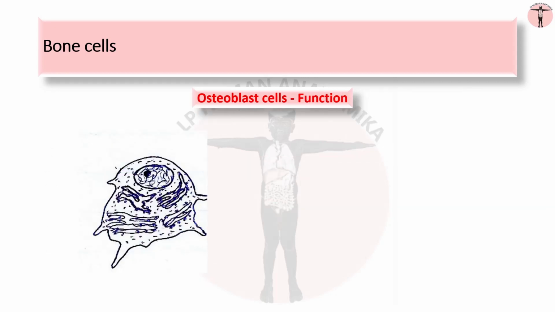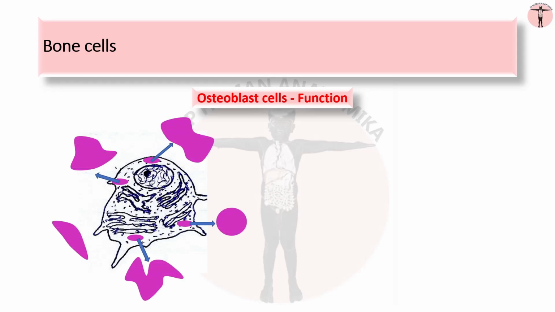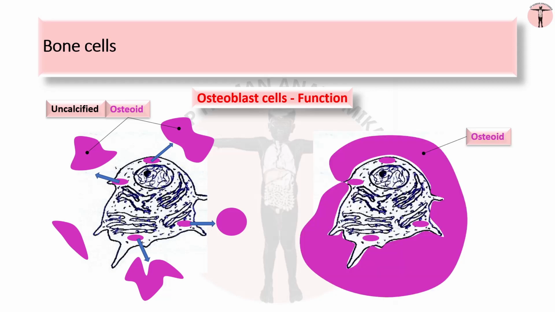Functions of osteoblasts. The main function of older or deeper osteoblast cells is to synthesize, secrete and deposit the organic components of bone matrix, called osteoid, around them. Osteoid is uncalcified, newly formed bone matrix that does not contain any minerals. However, shortly after its deposition, it undergoes rapid mineralization and becomes bone. These cells surrounded by matrix are converted into the osteocytes.